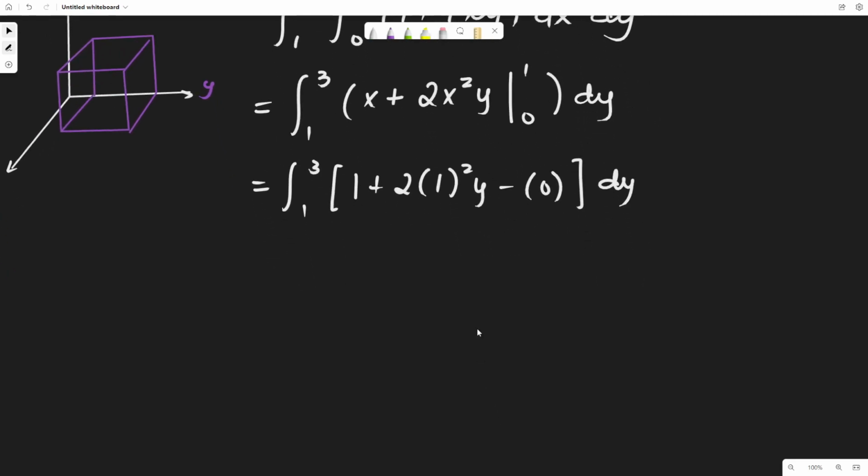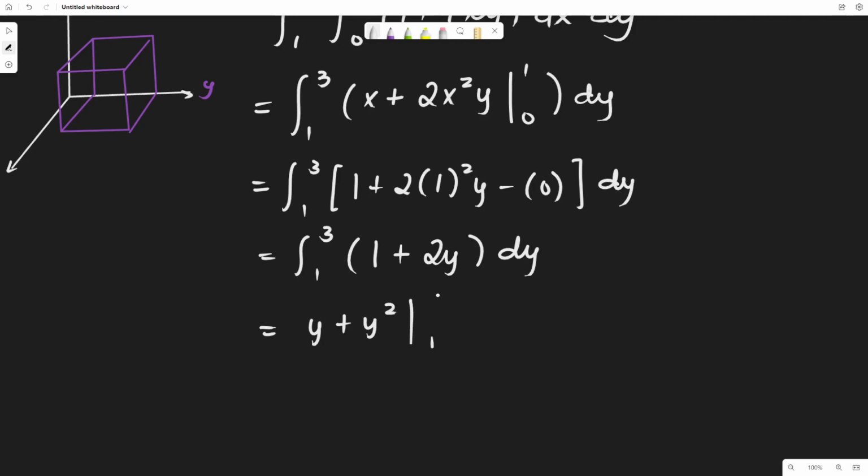So we have the integral from 1 to 3 of 1 plus 2 times 1 squared, which is 2, so 2y dy. As simple as that. Then we integrate in terms of y. The integral of dy is y, plus y squared, because that is 2y squared over 2, right? Evaluated from 1 to 3.